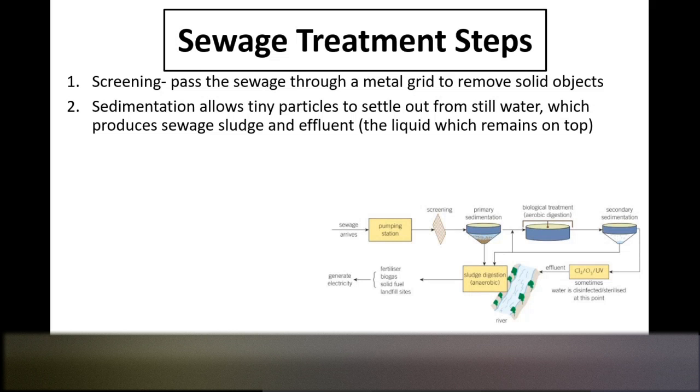Does anyone have any questions so far? Type yes or no if you have any questions at this stage. You might have questions about the sludge or the effluent.